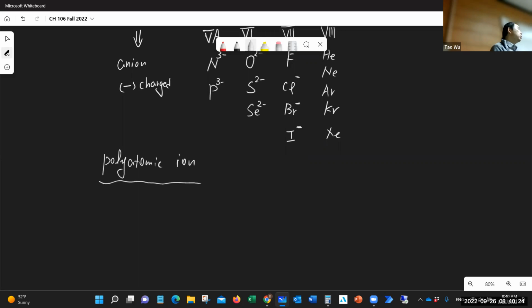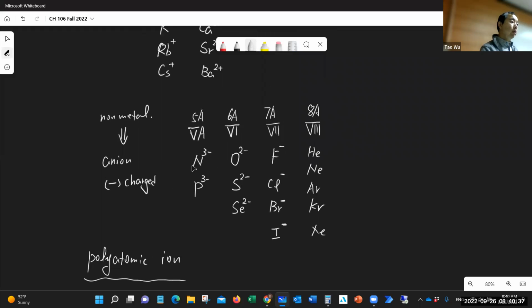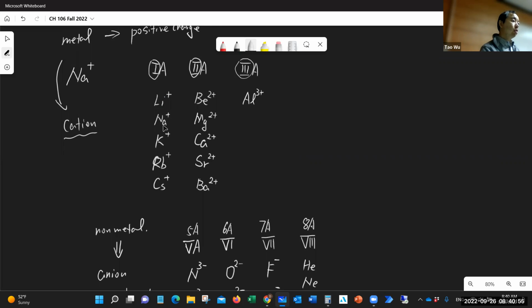Polyatomic ion, which means this is still an ion, but it is made of more than a single atom. What we see over here are all single atoms, like nitrogen 3-. This ion is made by just a nitrogen atom itself. It doesn't have other elements there, like lithium, sodium, potassium. Those are only single atoms. So we call those ions monoatomic.